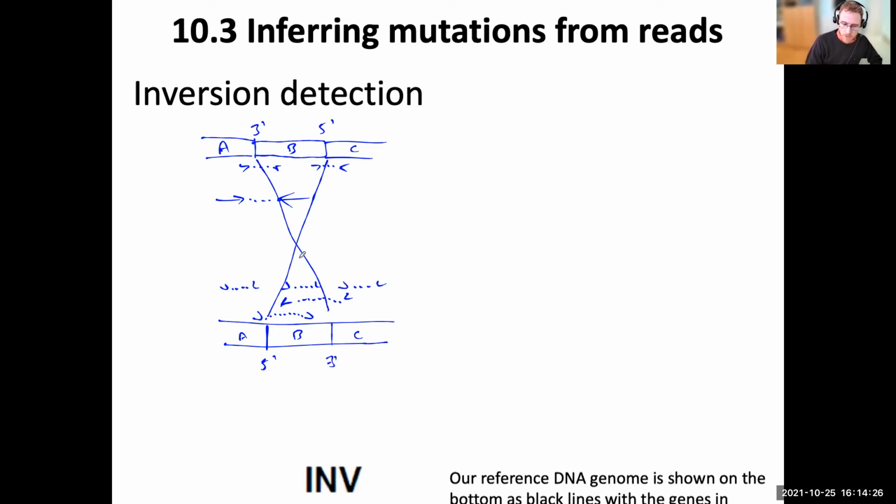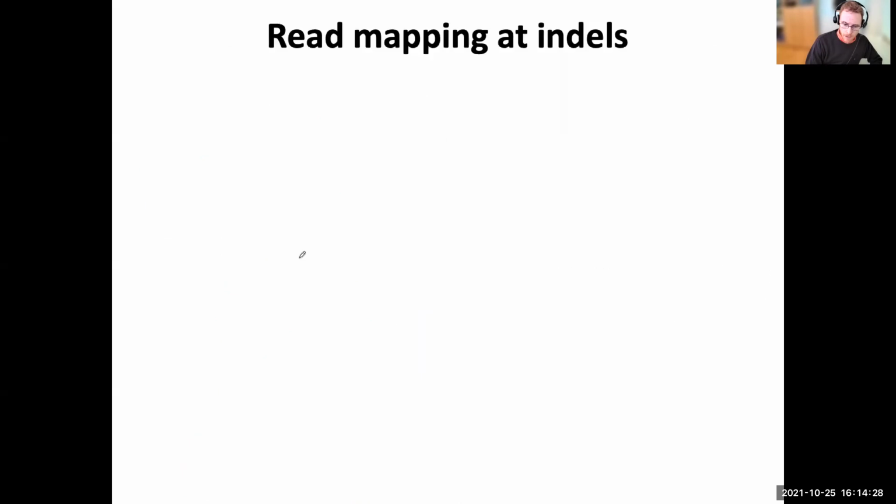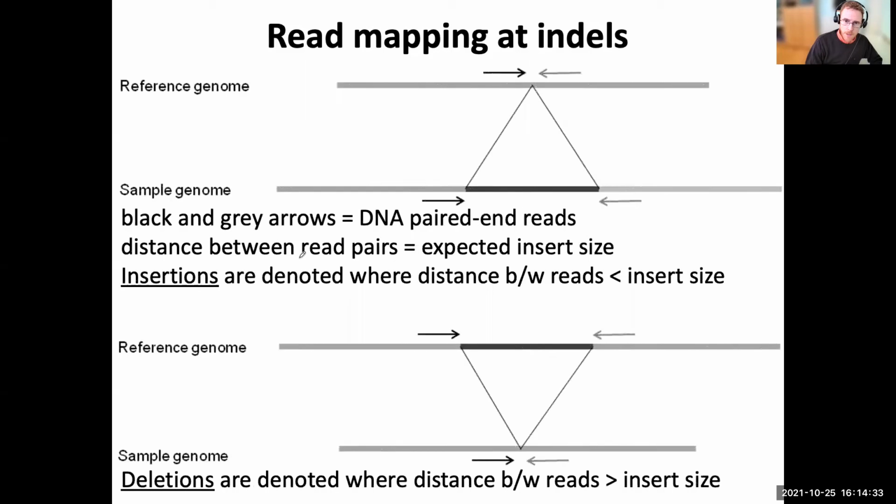Other variations include read mapping at indels. So in this example, you can see here we have our summary of this issue where we have an insertion in our sample. And in this issue down here, we have a deletion in our sample. And we'll see those because the insert sizes of the reads will be very, very different.